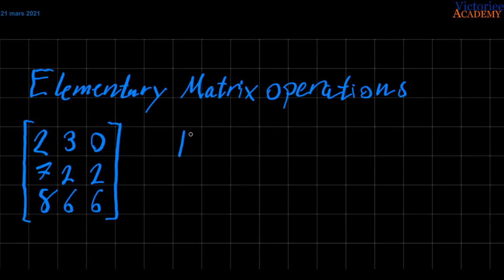First, and the most simple one, is to change, or maybe swap. We can call it swap. Swap the rows, meaning that we would change these like this. So this row becomes the middle row. I'm going to show examples later.